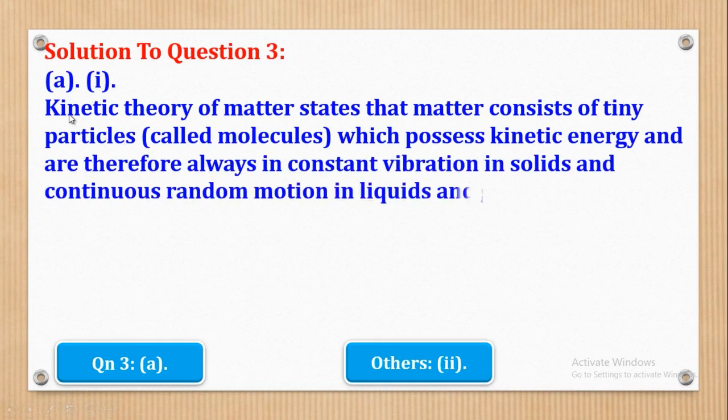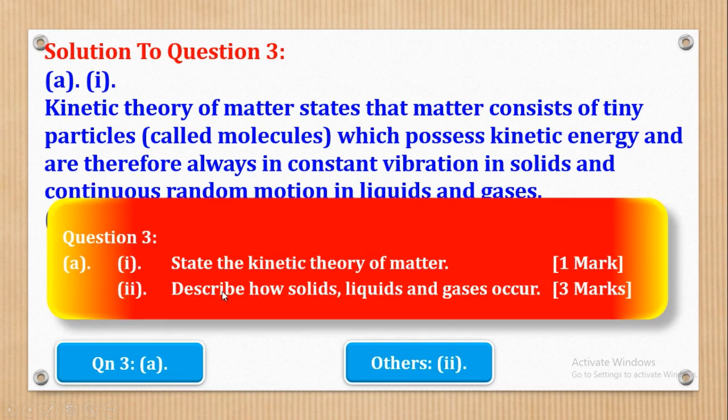Roman 1 shall say that the kinetic theory of matter states that matter consists of tiny particles called molecules which possess kinetic energy and are close together, and are therefore always in constant vibration in solids and continuous random motion in liquids and gases. Note that for solids it is constant vibration, but for liquids and gases it is continuous random motion. Now we shall go to Roman 2.